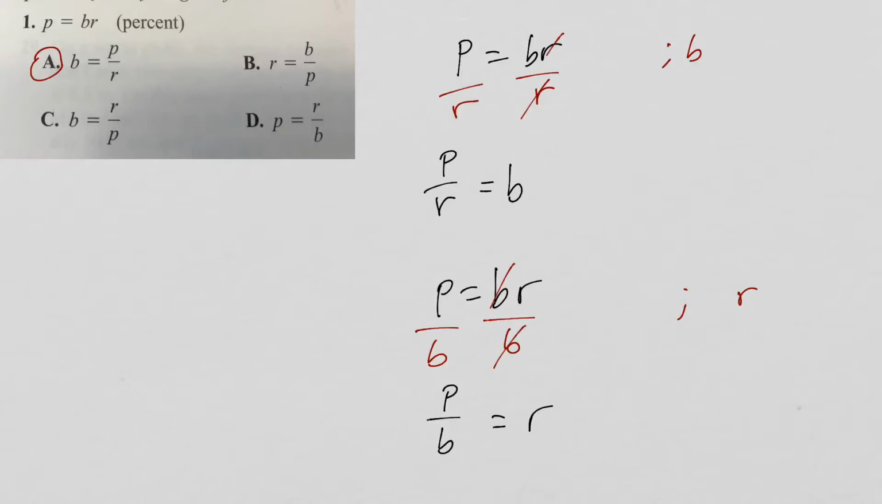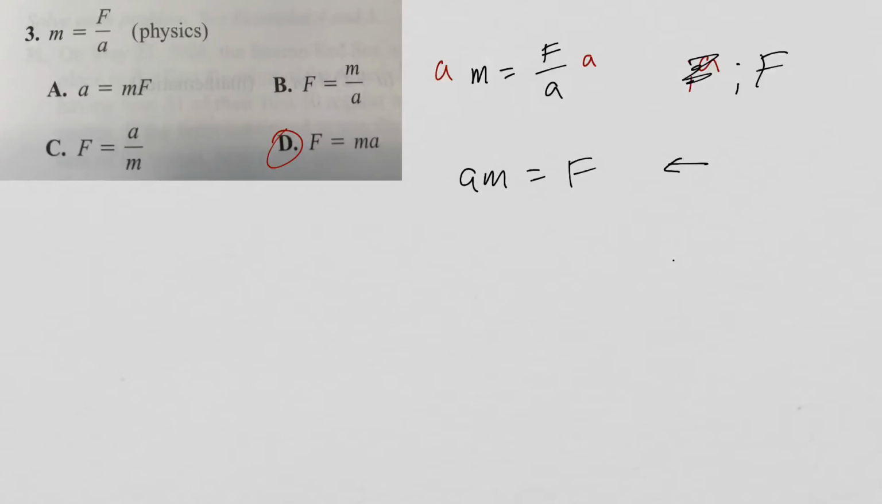That's an equivalent statement. Okay, so in M is equal to F over A, if we were to solve this for, say, A, we'd start by multiplying each side by A. So we'd have AM is equal to F. Actually, let's look at that. That's solved for F, and that's this choice right here, choice D, F equals MA or AM.